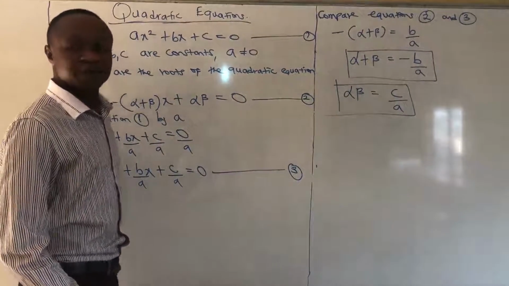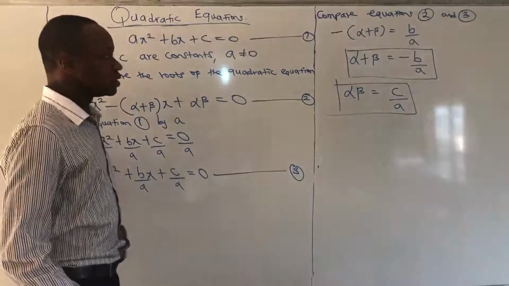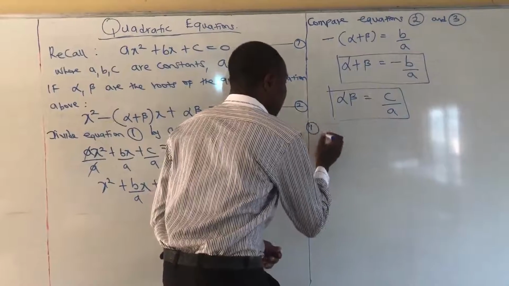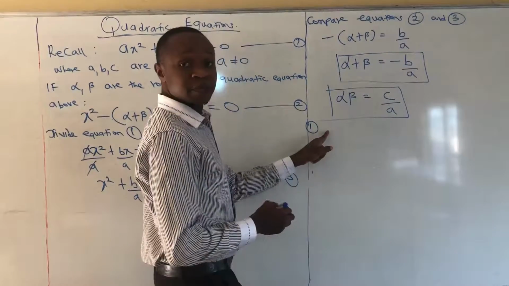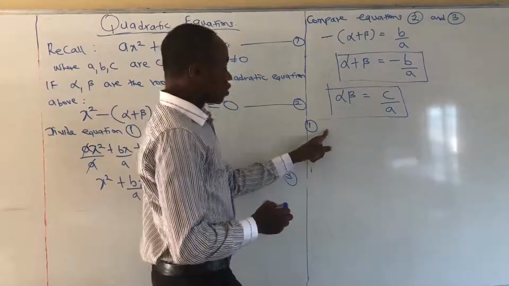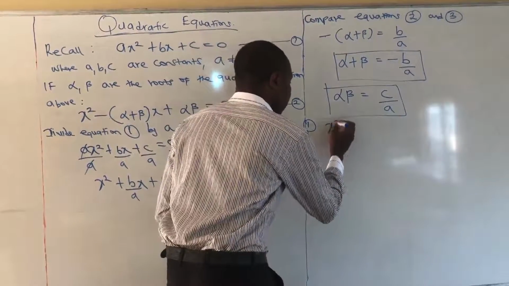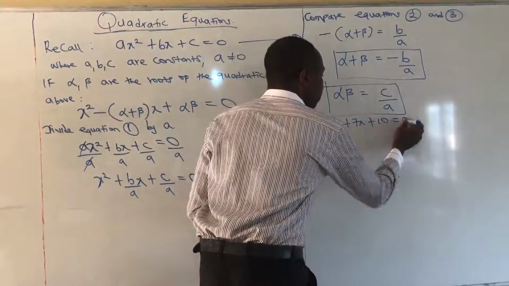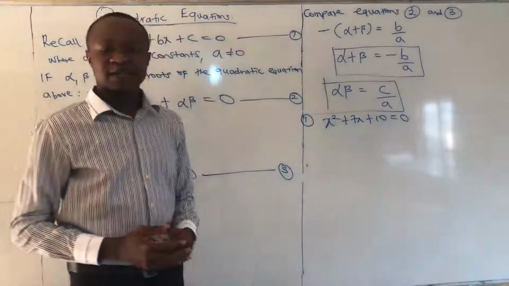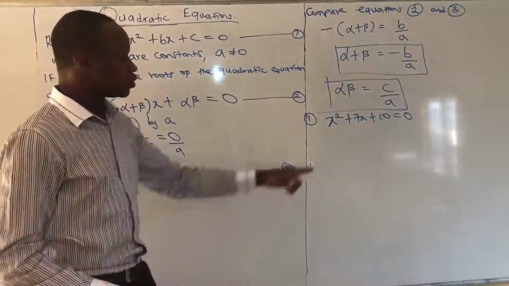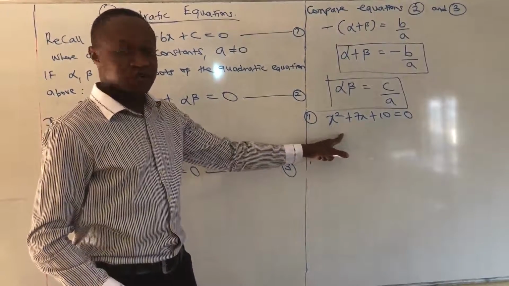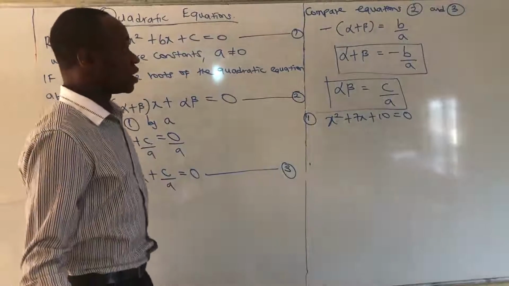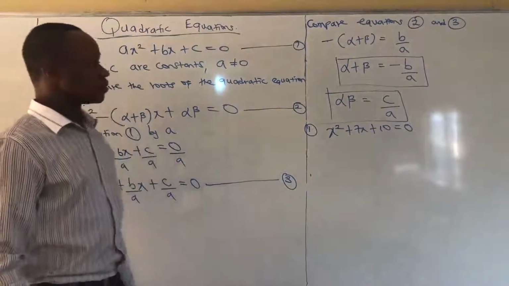We will now resolve the two equations we did earlier, and the first one: find the sum and product of the roots of the equation x squared plus 7x plus 10 equal to 0. If you are asked this question, you do not need to solve it to obtain the roots. Just use this approach. I will take the two examples and I'm sure you will enjoy it.